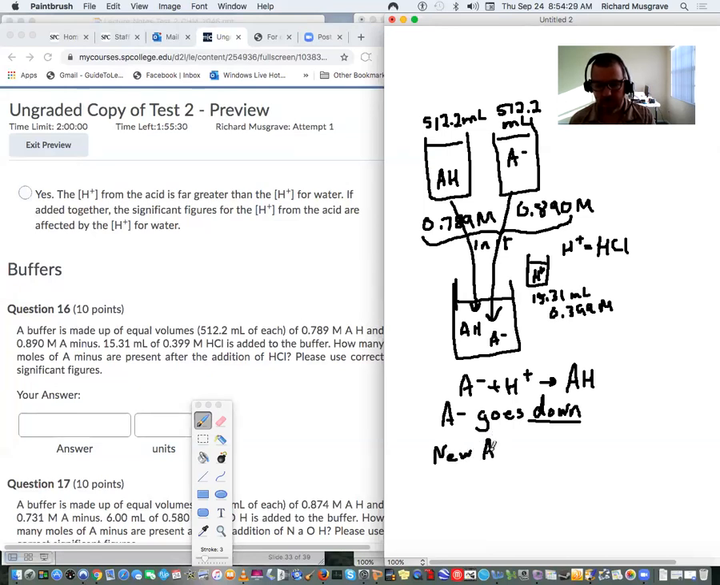is going to be the initial A minus, in moles, we'll say moles, minus the moles of H plus added.